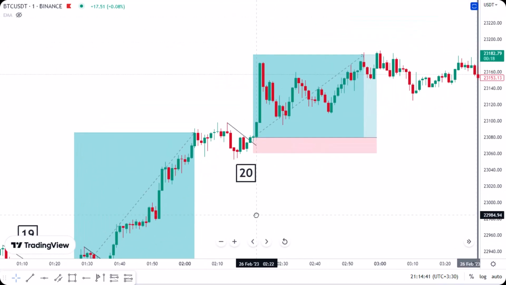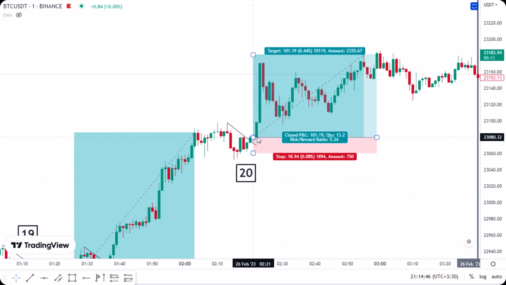Moving to the last position, we have this trend line here broken with this candle. We set our stop loss, look for RR2, which gives us RR5.